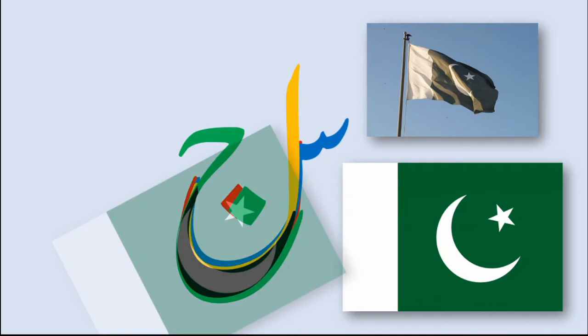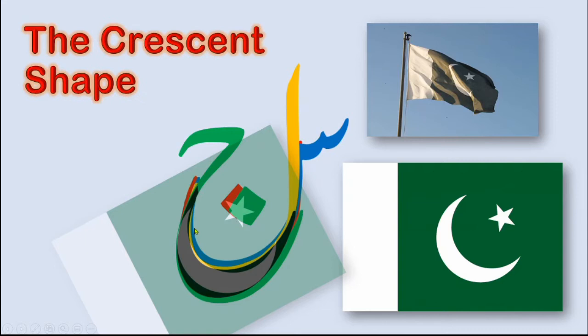Look at that. This is the flag of Pakistan, and that's a crescent over here, right? We call this the crescent shape. And this crescent shape, like that boat shape we did before, is extremely important in Urdu. Okay, so always remember the crescent shape. We're going to talk about the crescent shape time and time again when we're learning Urdu. So let's move on now.